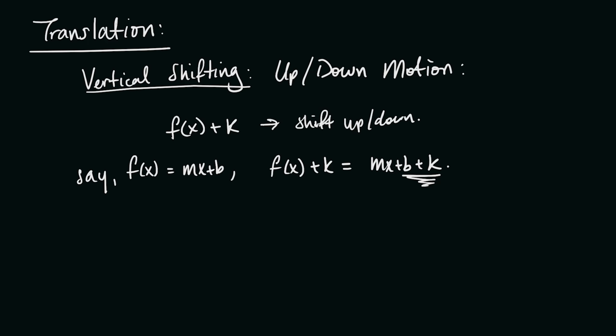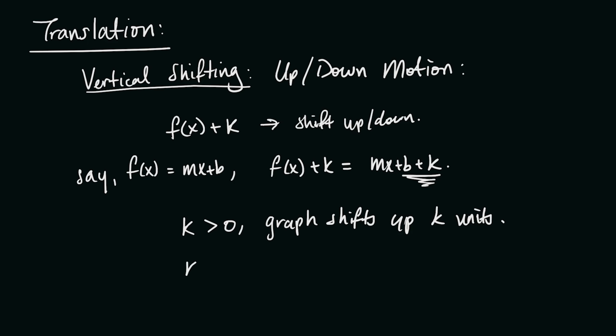Now, there's a rule with this. If k is greater than 0, then the graph shifts up k units. So let's say k in this case was like 5. So now we're shifting up the function 5 units. So let's say that k is less than 0. What happens if k is less than 0? Now you might have guessed it, the graph shifts down by k units.